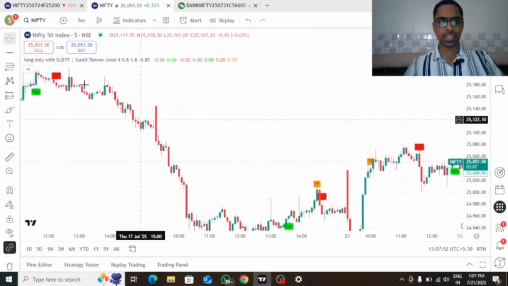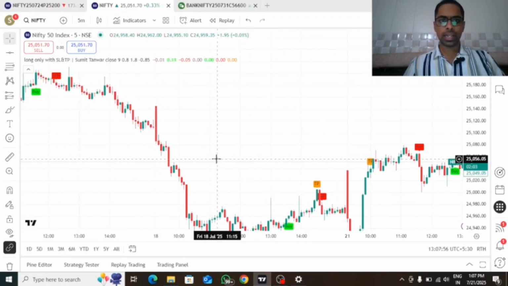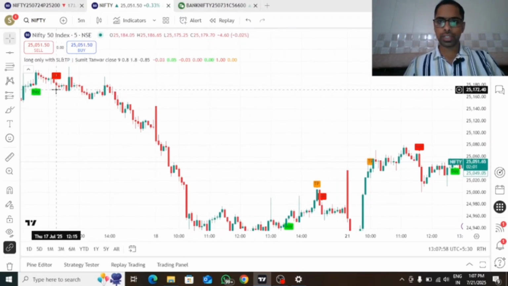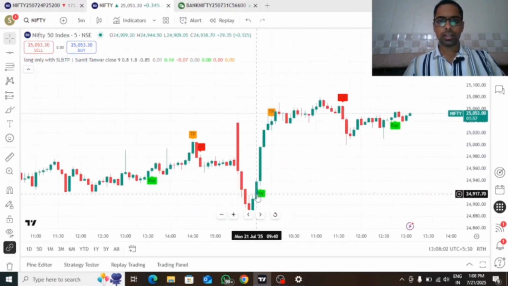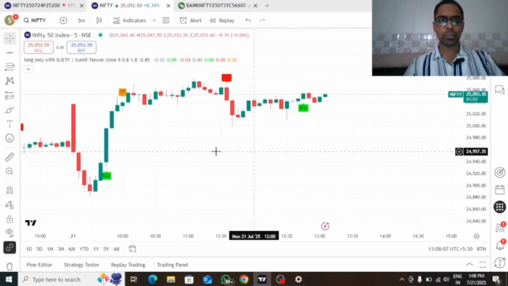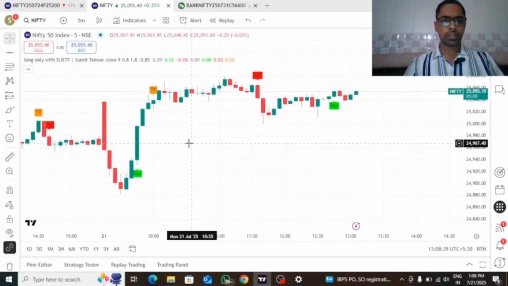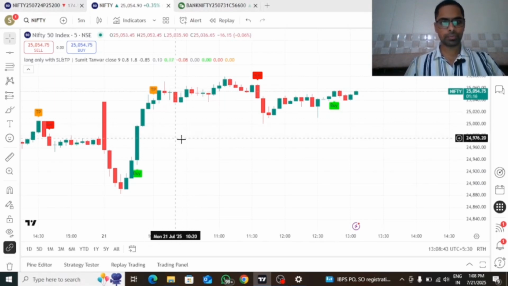As we can see here, it gave one sell signal here where a put entry can be made or a future can be sold, and a long signal here. It is very helpful in capturing the big moves of the market. It also takes care of the stop losses and risk reward.